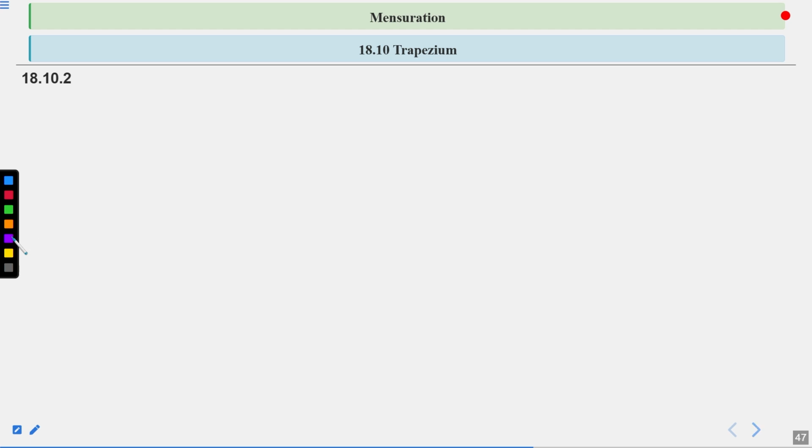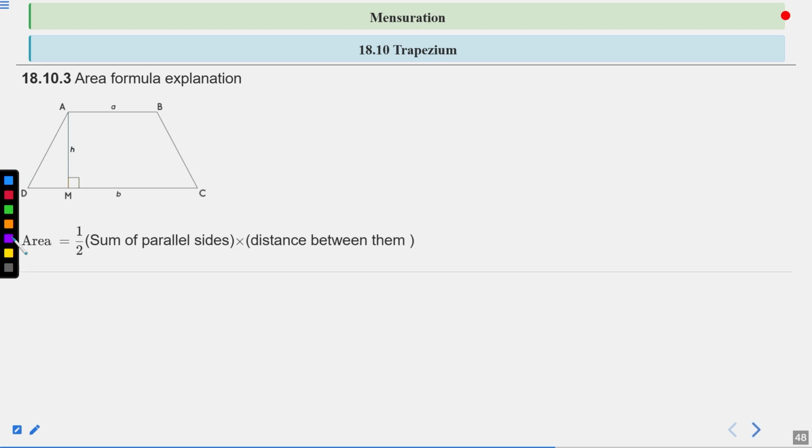Next, 18.10.2. This is the diagram of a trapezium. The perimeter of a trapezium will become the sum of all the sides: AB plus BC plus CD plus AD. Next, area formula explanation. This is the diagram of a trapezium. Area becomes 1 by 2 sum of parallel sides multiplying by the distance between them. Distance between them means the distance between these parallel sides. So we get the area of the trapezium.